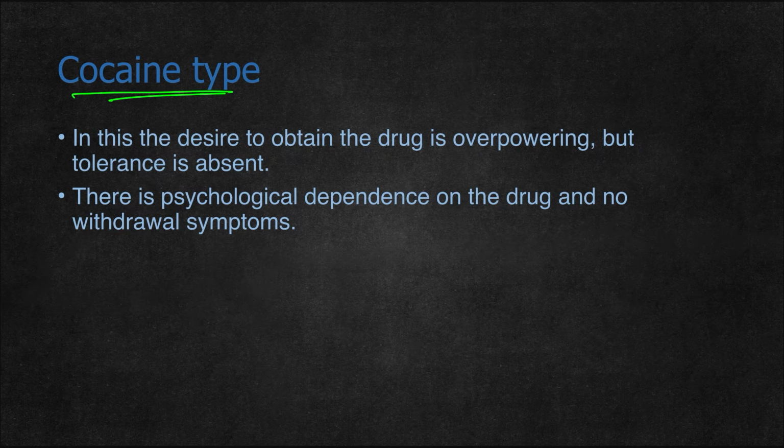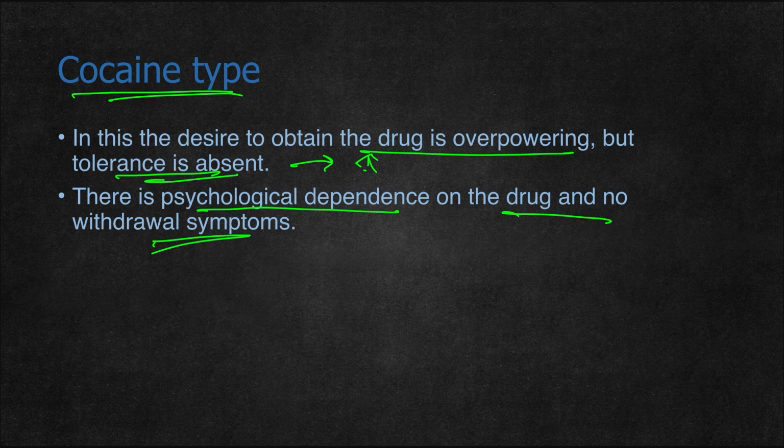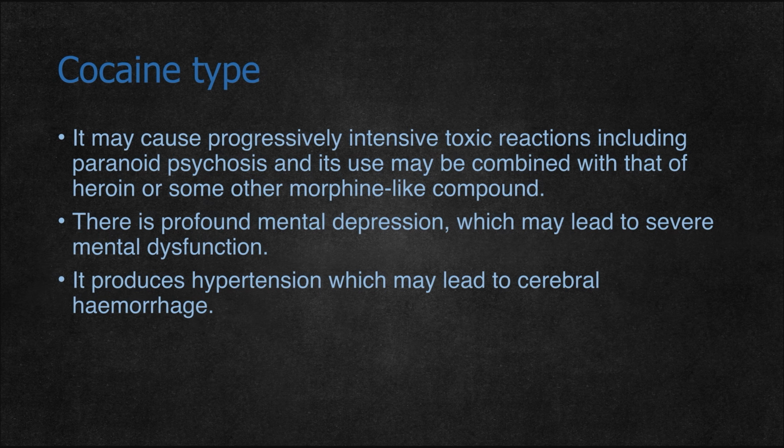Next type is the cocaine type. By consuming cocaine, the desire to obtain the drug is overpowering, but tolerance is absent. Large doses are not required, but the person is habituated to cocaine. There is a psychological dependence on the drug and no withdrawal symptoms are usually seen. It may cause progressively intense toxic reactions including paranoid psychosis, and its use may be combined with that of heroin or some other morphine-like compound.